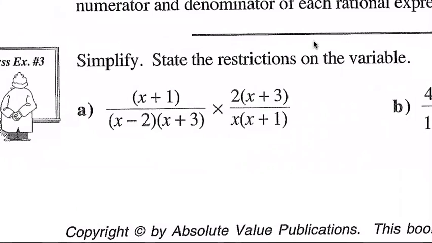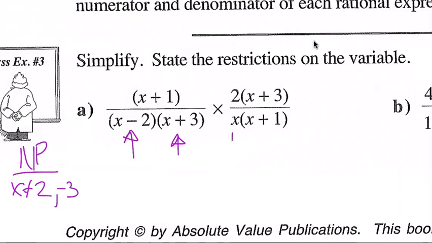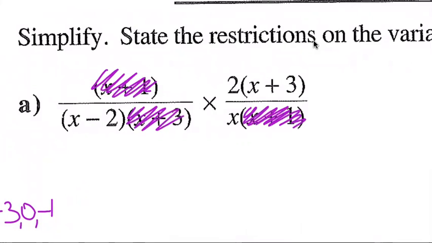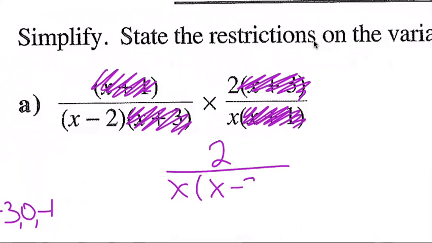So here are my non-permissible values. X cannot equal 2. X cannot equal -3. X cannot equal 0. X cannot equal -1. And I would write those somewhere, right? Now, if I'm multiplying, I can cancel factors. This x plus 1, the whole factor is going to cancel with this x plus 1. This x plus 3 is going to cancel with this x plus 3. What does that leave me? That leaves me 2 in my numerator, x in my denominator, and x minus 2 in my denominator.